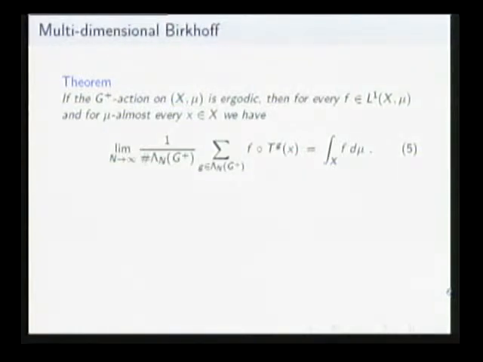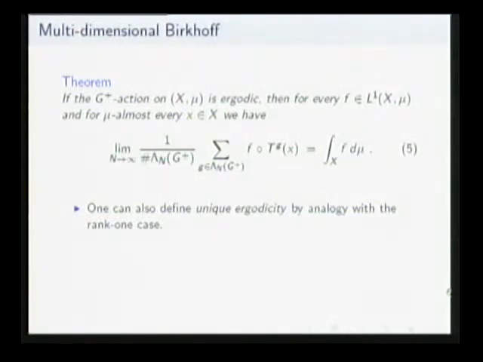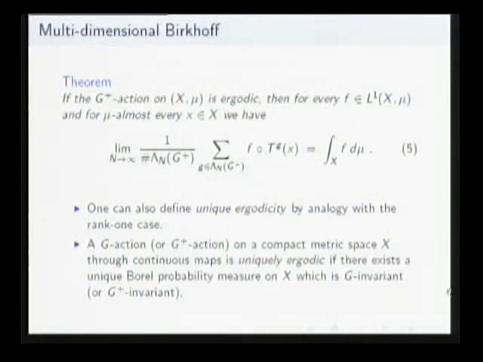Except that time now is multidimensional time, right? But still discrete. And you can also define the concept of unique ergodicity, just like the case where you have only one transformation. This is the same definition. So if you have a G action or a G plus action on a compact metric space by continuous maps, it's uniquely ergodic if there exists a unique Borel probability measure, which is G invariant.